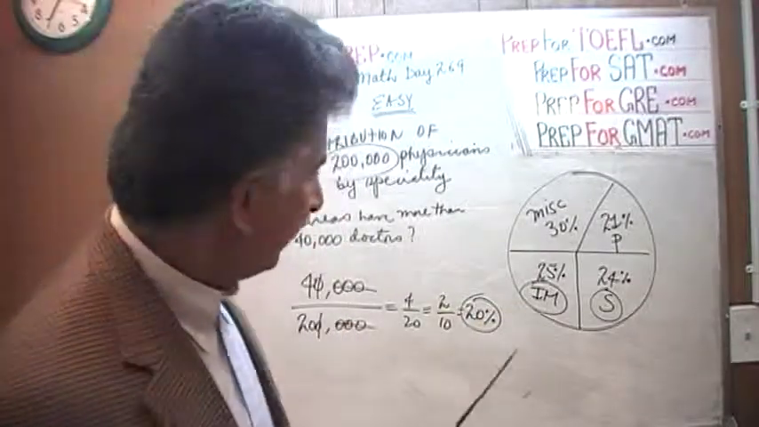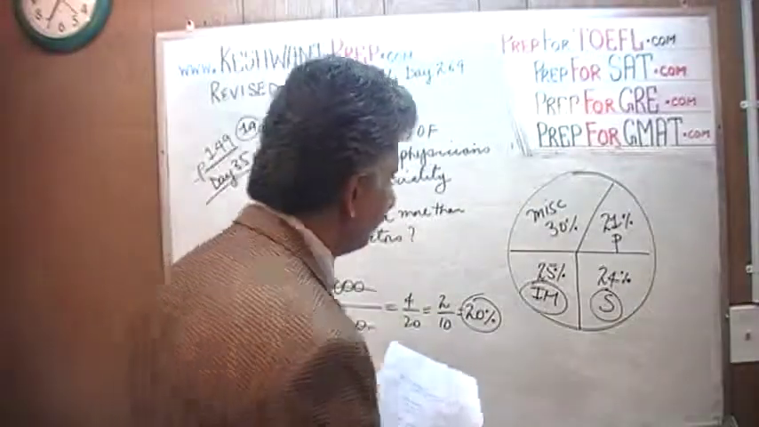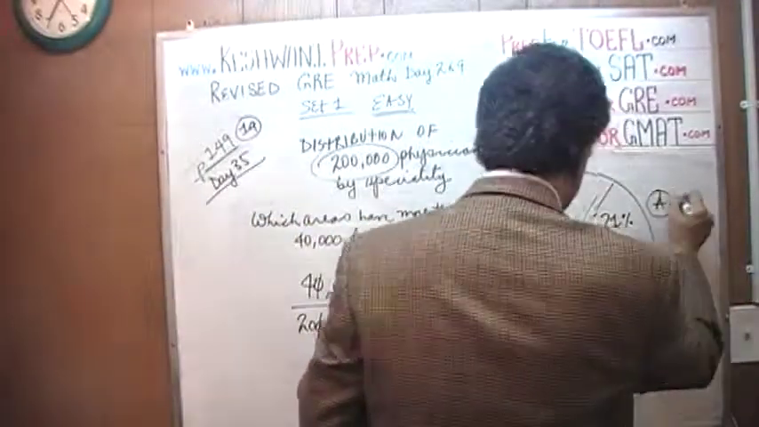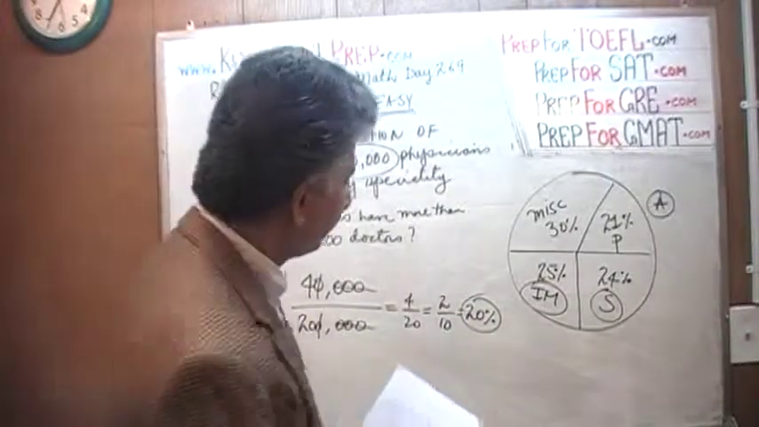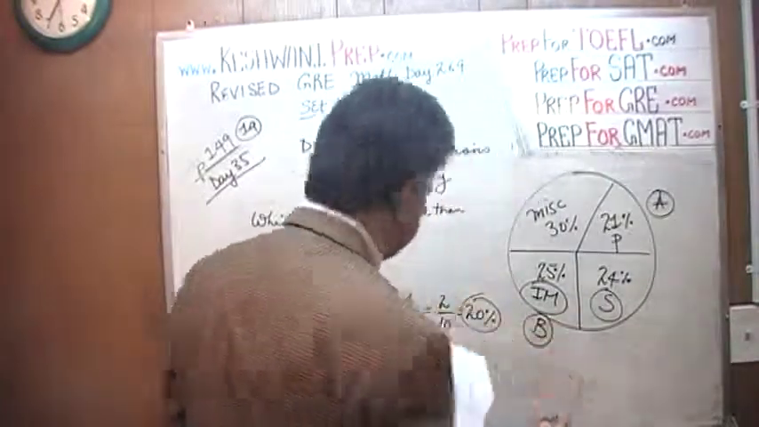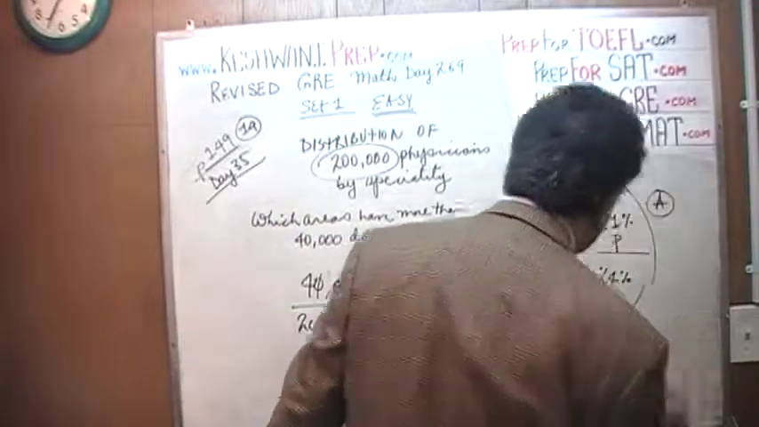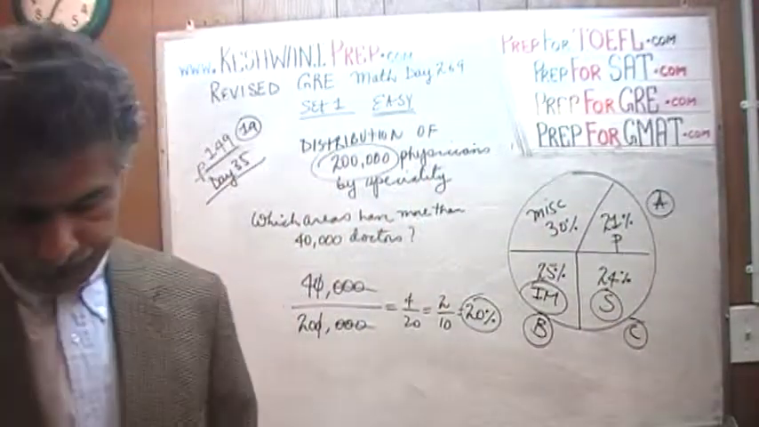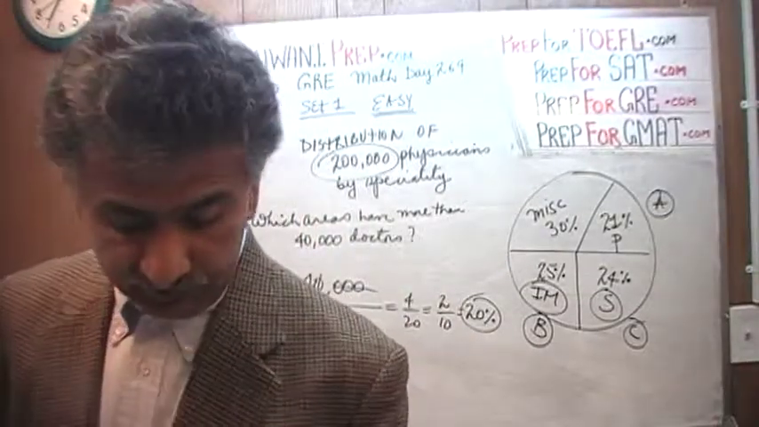Again, one more time, the 3 areas are pediatrics, which is A, then we have internal medicine, which is listed as B, and then finally we have surgery, which is listed as C. So the correct answers are A, B, and C. And that was the end of the easy questions.